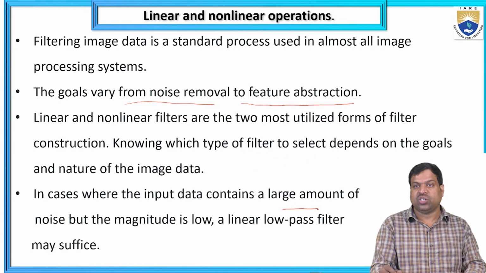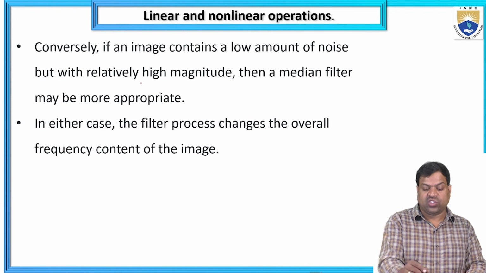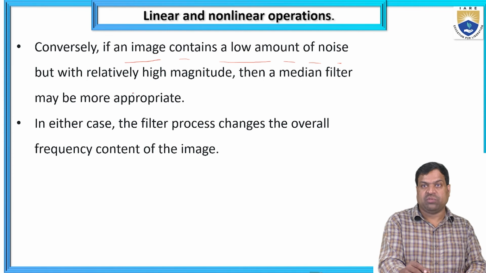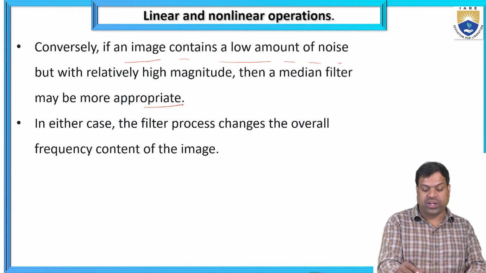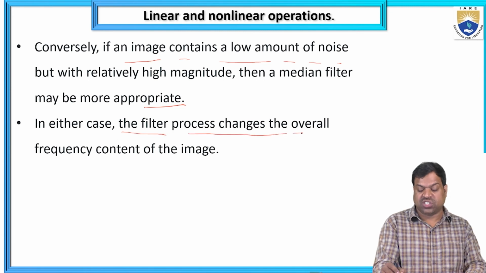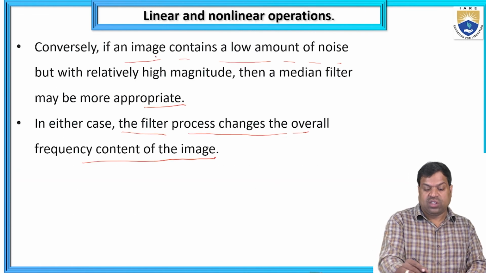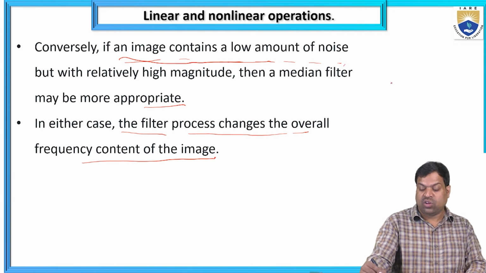If an image has a large amount of noise but the magnitude is low, a linear low pass filter is a safe choice. Consequently, if an image contains a low amount of noise but with a relatively high magnitude, then a median filter may be more appropriate. In case the filter process changes the overall frequency content of the image. So if I take an image that contains a low amount of noise.